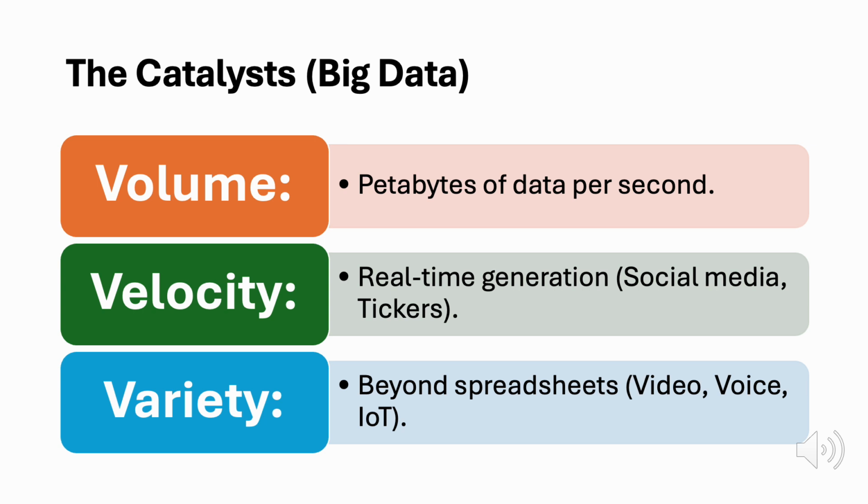Volume. We are generating petabytes of data every second. Velocity. Data is generated at lightning speed. Think of Twitter feeds or stock market tickers. Variety. Data isn't just numbers in a spreadsheet anymore. It's emails, videos, sensor readings, and voice recordings.